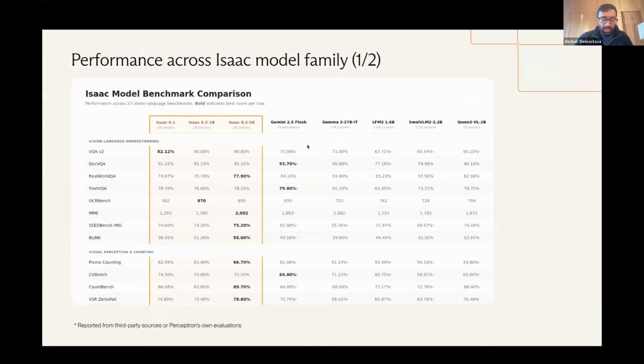So this is just a breakdown of the different performance and benchmarks that we have. Everything in here is open source. It's on our website and such, so I won't spend too much time going into it. But essentially a breakdown of different capabilities and how we stack up compared to the other models that are very strong in the multimodal domain.